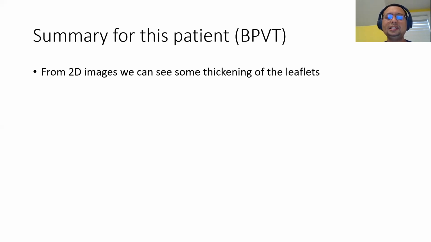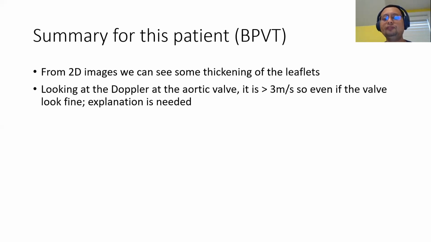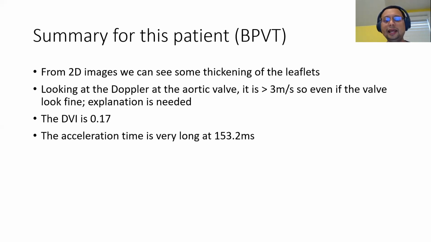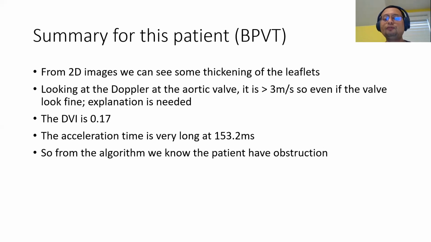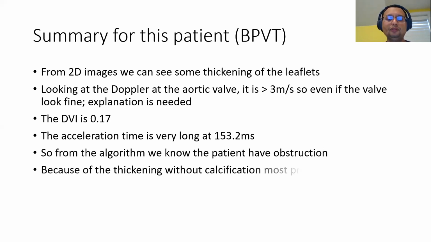So from 2D images, we can see some thickening of the leaflets. Looking at the Doppler of the aortic valve, it is more than 3 meters per second. So even if the valve looks fine, explanation is needed for that high velocity. The DVI is 0.17, and the acceleration time is very long at 153.2 milliseconds. So from the algorithm, we know the patient has obstruction.